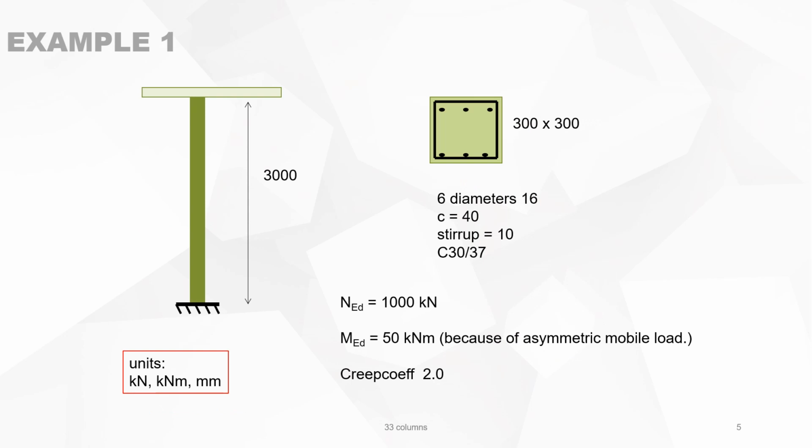Example 1: we have a square column with a cross section of 300 by 300. It's reinforced with 6 diameter 16. There's a concrete cover of 40, stirrups of 10 millimeters, and a concrete class of C30/37, and the load on this column is 1000 kilonewton, with a bending moment because of an asymmetric loading of the slabs on top. It's 50 kilonewton meter. The creep coefficient is 2, and all units in this exercise are kilonewton, kilonewton meter, and millimeter. So we'll now check if this column is okay regarding bearing capacity.